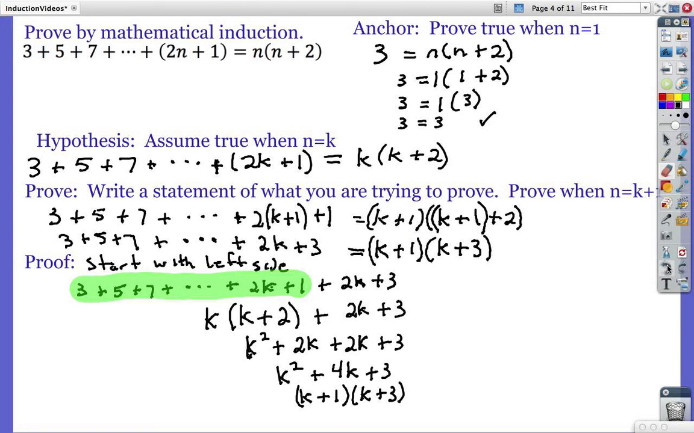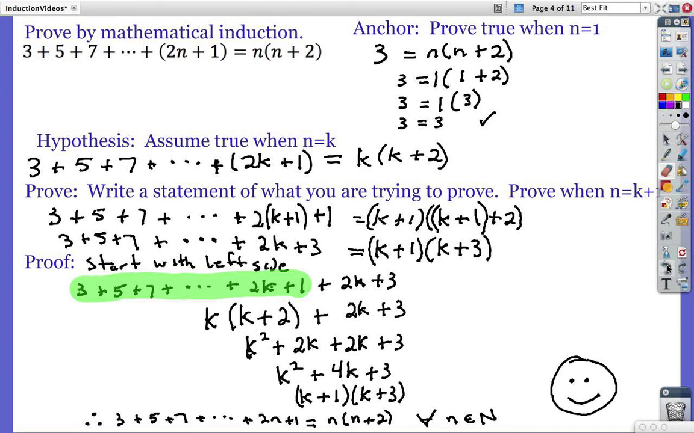So there you see it. I've now gotten to the right side of the prove statement, meaning that I can write my final statement. The three dots mean therefore 3 plus 5 plus 7 dot dot dot (2n plus 1) is equal to n times (n plus 2) for all numbers n which are elements of the natural numbers. At this point, the only thing left to do, celebrate success.